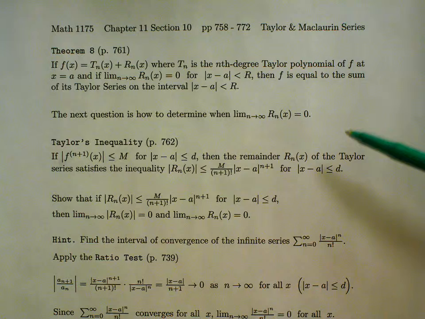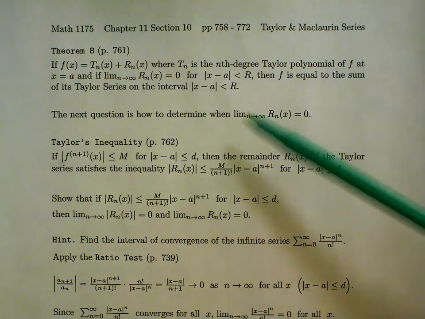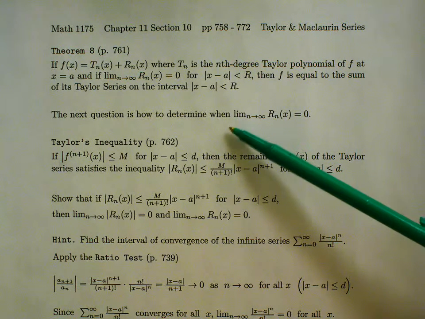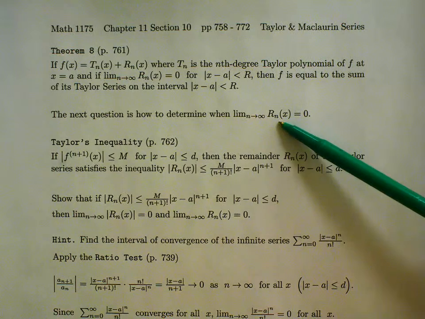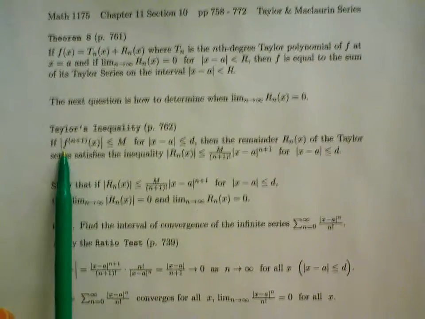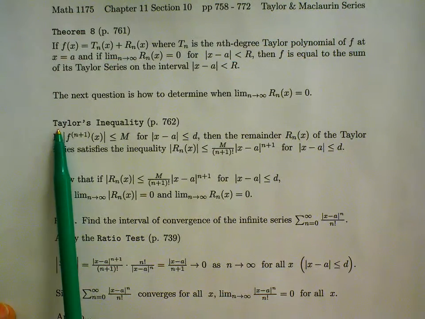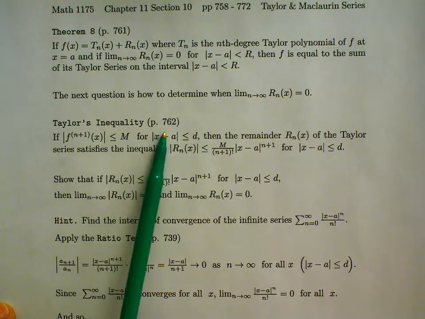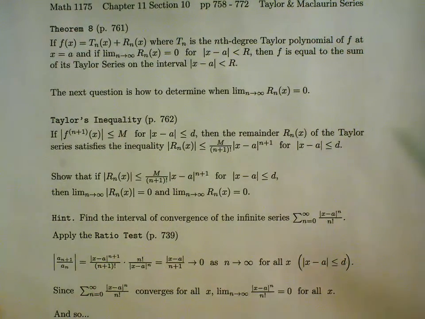then f is equal to the sum of its Taylor series on the same interval. And so the next question is how to determine when the limit of the remainder r sub n of x is equal to 0. Taylor's inequality on page 762 answers that question.